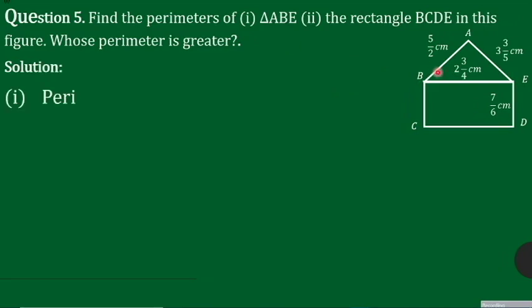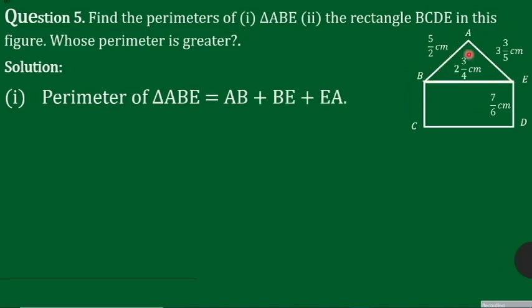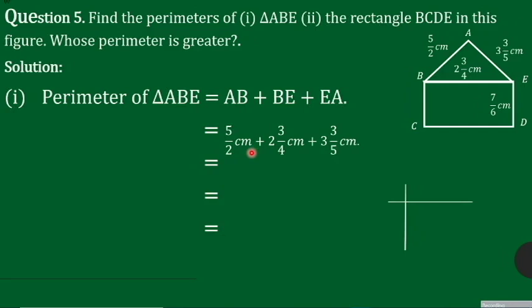We know that the perimeter of triangle ABE is equal to AB plus BE plus EA. So what is the length of AB? AB is equal to 5/2 centimeter, BE equals 2 whole 3/4 centimeter and EA equals 3 whole 3/5 centimeter. Put the values of AB, BE and EA here. AB equals 5/2 centimeter, BE equals 2 whole 3/4 centimeter and EA equals 3 whole 3/5 centimeter.